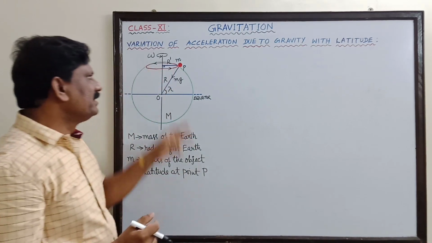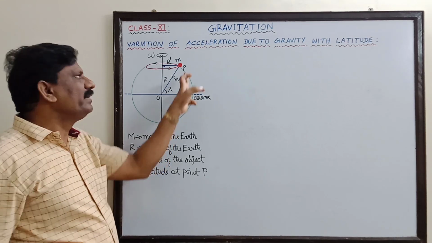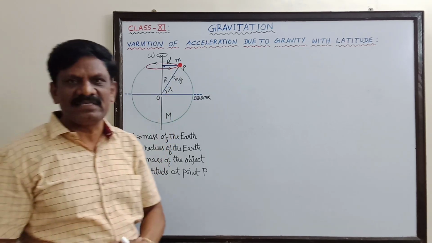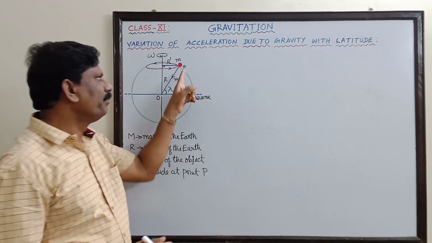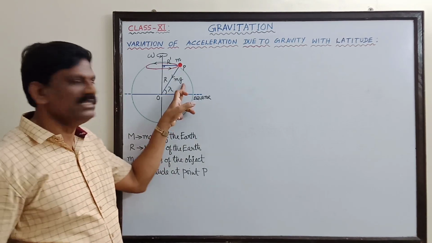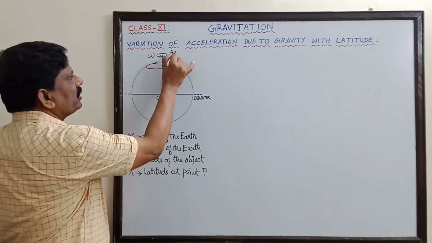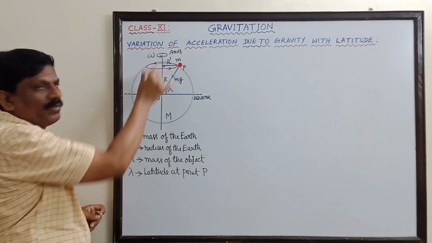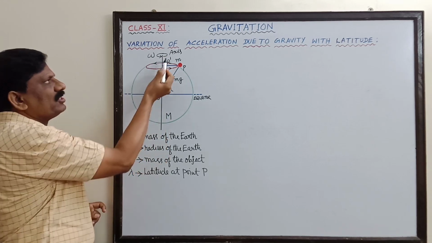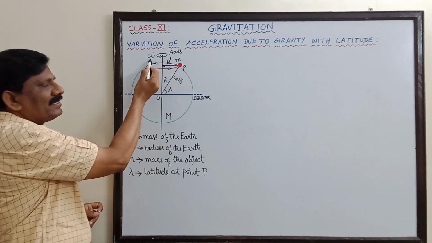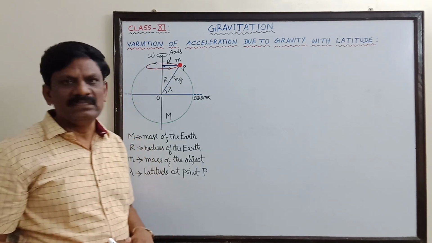Normally its weight means m into g we take. But what is the actual value of acceleration due to gravity at this position, that is g dash, let us assume; we are going to get an expression for g dash at the place P in terms of g. Now you see here, this is the axis of rotation passing through the north and the south pole. So this is the north pole and this is the south pole. The axis of rotation is having an angular velocity omega. So omega is the angular velocity of rotation of the earth.